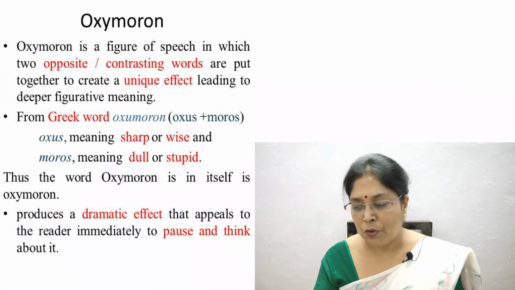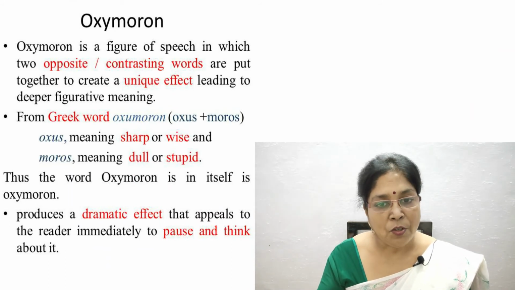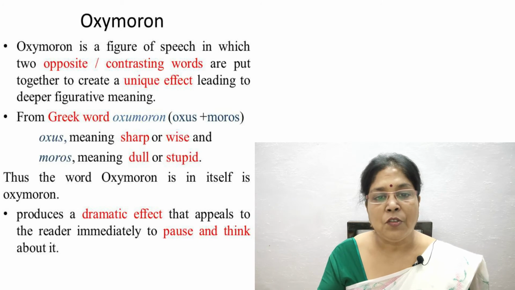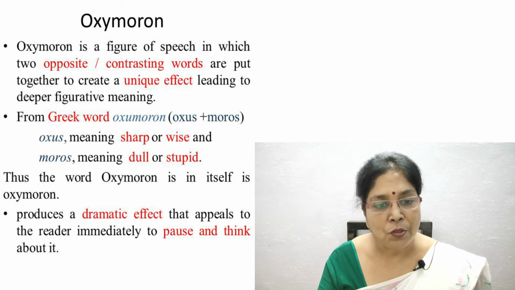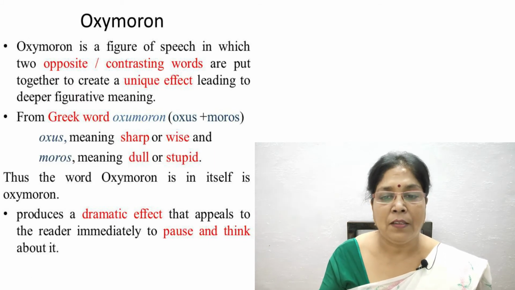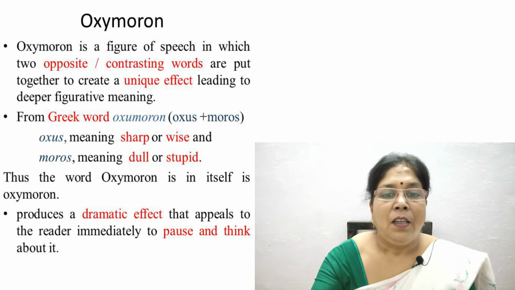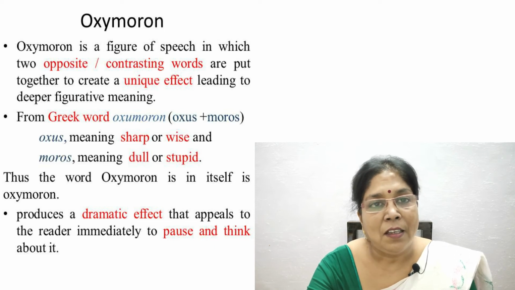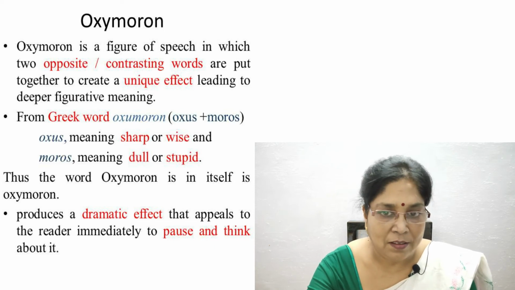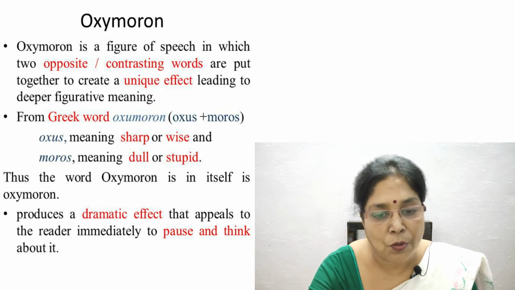Now come to oxymoron. It is the figure of speech based on difference. Oxymoron is a figure of speech in which two opposite or contrasting words are put together to create a unique effect leading to deeper figurative meaning. The word oxymoron in itself is a word which has the combination of two contrasting words.